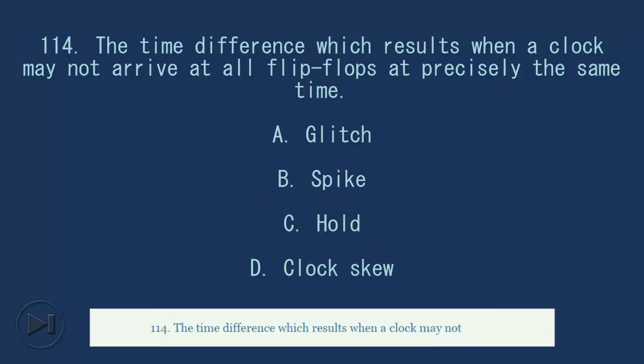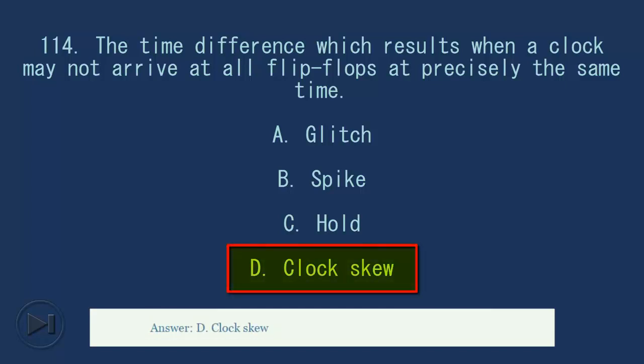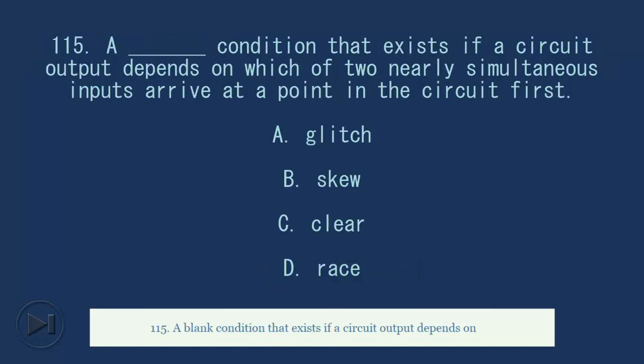114. The time difference which results when a clock may not arrive at all flip-flops at precisely the same time. A. Glitch. B. Spike. C. Hold. D. Clock skew. Answer, D. Clock skew. 115. A blank condition that exists if a circuit output depends on which of two nearly simultaneous inputs arrive at a point in the circuit first. A. Glitch. B. Skew. C. Clear. D. Race. Answer, D. Race.